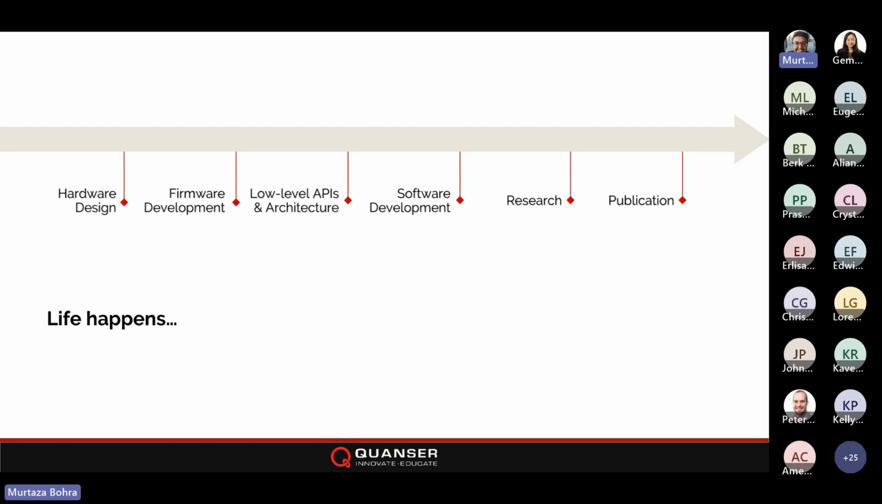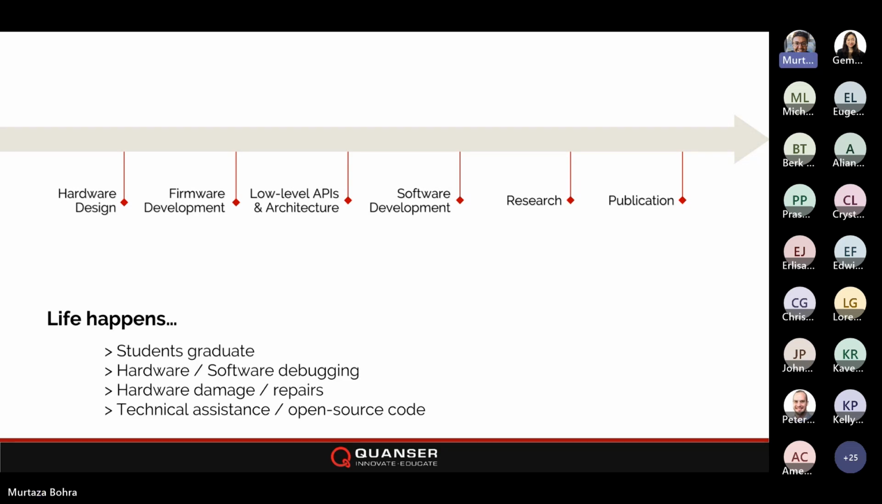Despite all of that, life still happens. Your students graduate, taking the expertise of working with the systems along with them. There are hardware or software issues that require debugging. Sometimes there might be hardware damage that needs repairs and takes downtime. There's also a need for technical assistance, which isn't readily available with open source code if adopted. We've all waited for someone to answer a question on Stack Overflow for a week.